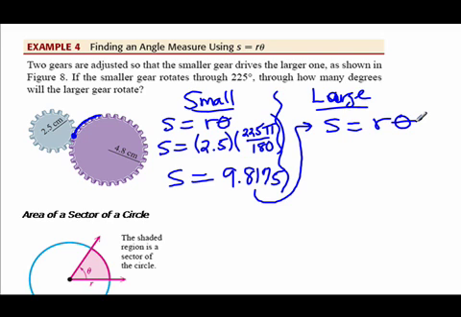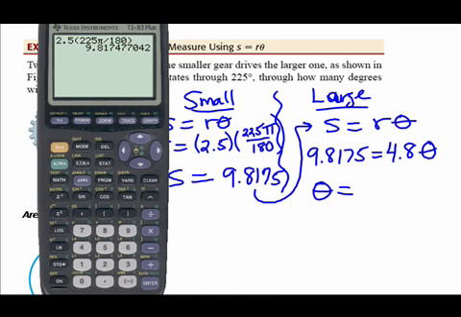And in this case, we know S. S is 9.8175. And we also know the radius of the big gear, 4.8. So we have 4.8 theta. Now we'll divide both sides by 4.8. So theta is 9.8175, which, so I don't lose a bunch of accuracy, I'm going to keep the value that I currently have in my calculator. And let's take that value and simply divide that answer by 4.8.